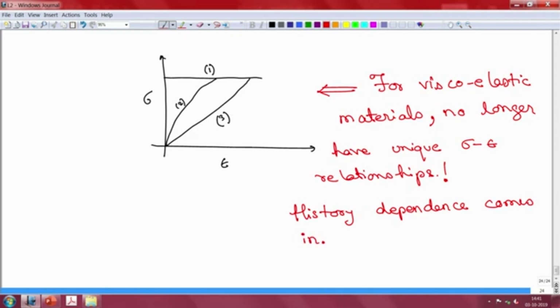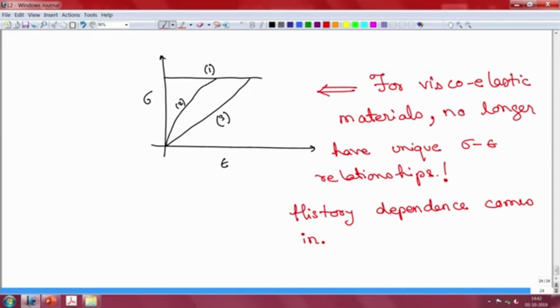So, for you to know the response state of a viscoelastic material, you must now know the path by which it had come there, because it is no longer enough for anybody to provide an instantaneous value and then demand the value of the response at that instant, because the response at time t now depends on the previous states.